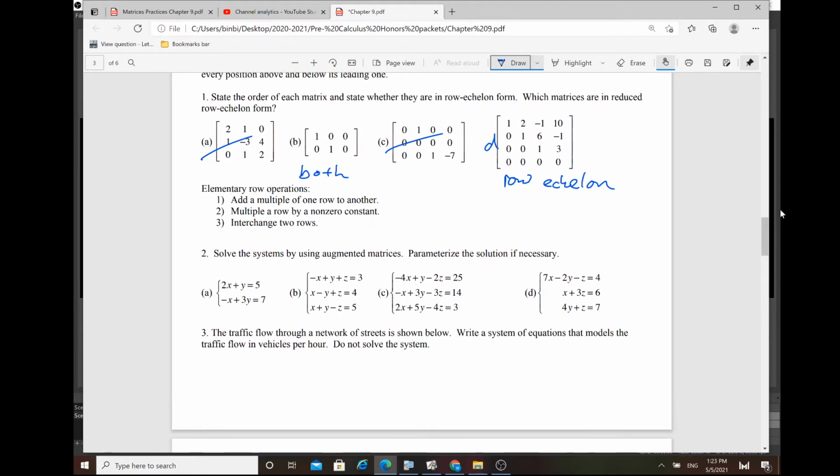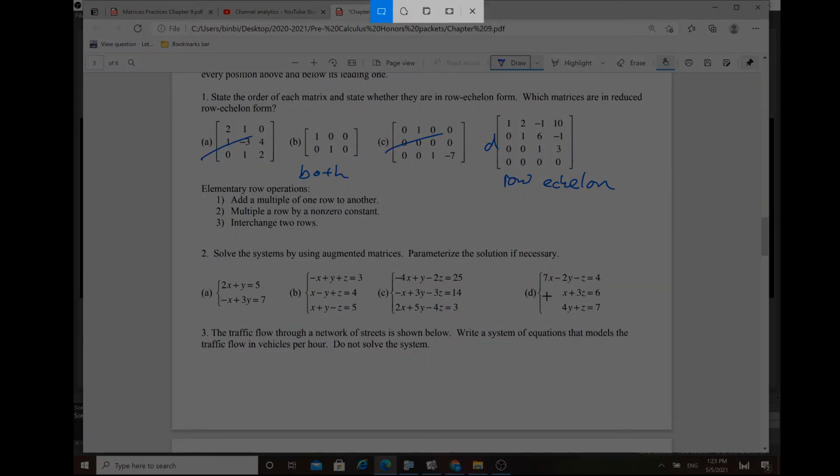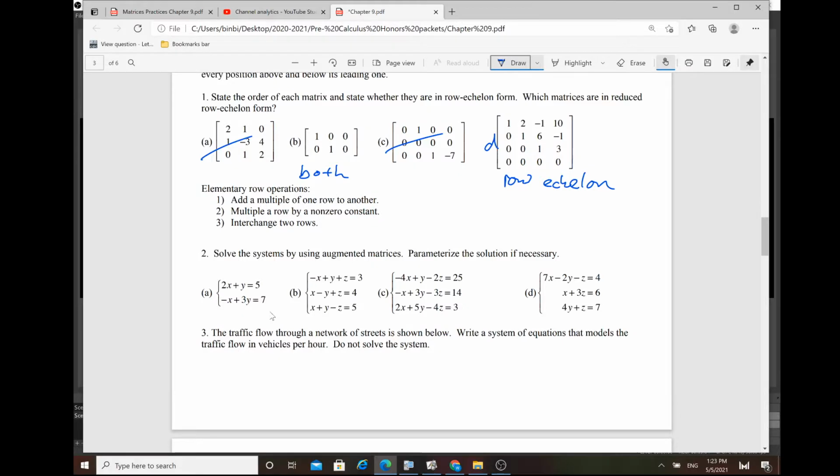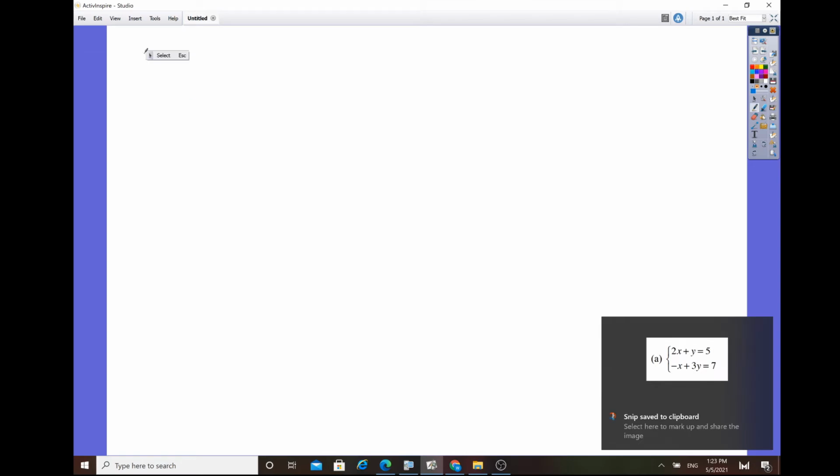Okay, so now let's use the elementary row operation to find the solutions of x, y and x, y, z for the following matrices. Again, if you find anything that needs to be parameterized, we need to do that as well. Okay, so let's start with A. Let me put it right here.